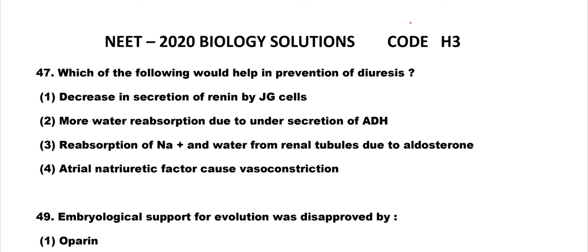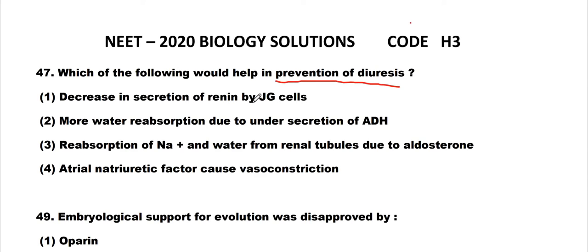Hello students, we are discussing NEET 2020 biology question paper, code H3. Question number 47. Which of the following would help in prevention of diuresis? Diuresis is the process where there is an excess loss of fluids from the body. So this can be prevented by which one of the options?